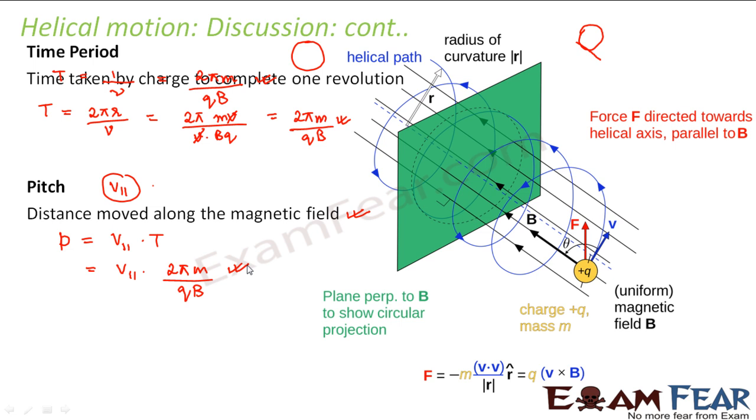So these are the four terms which describe a particular helix, that is the frequency of rotation, radius of the helix, time period of the helix, and the pitch of the helix. So I hope that I am able to explain to you the kind of motion which a charged particle has when it enters an external magnetic field.